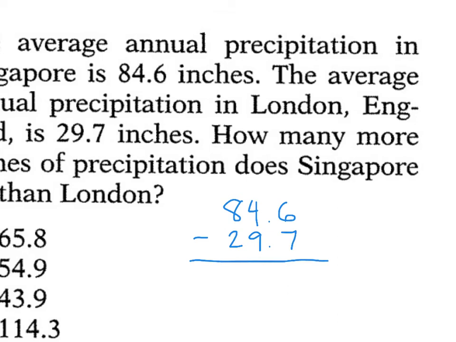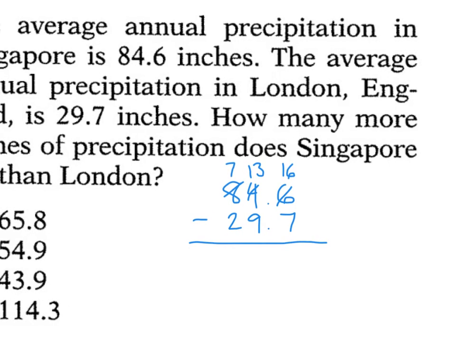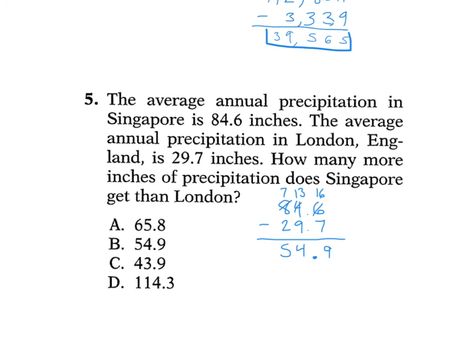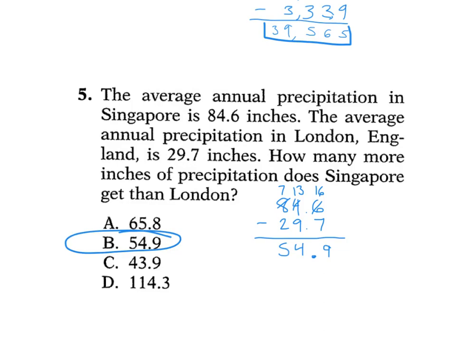So here we can't do 6 minus 7, so we need to make this a 16. This becomes 3. We can't do 3 minus 9, so this has to become 13, and that becomes 7. So 16 minus 7 is 9. Drop our decimal down so it's in line. 13 minus 9 is 4, and 7 minus 2 is 5. So 54.9. Answer choice B.